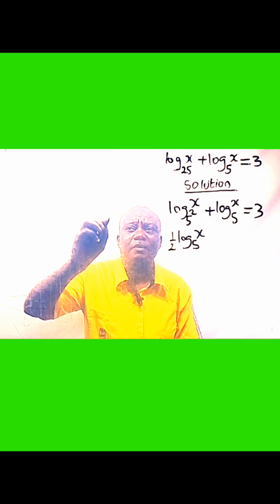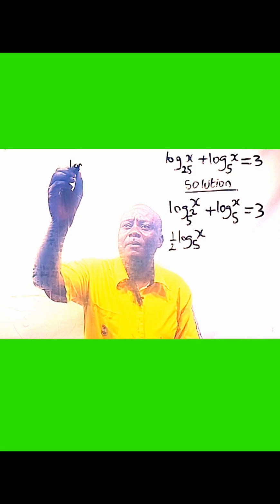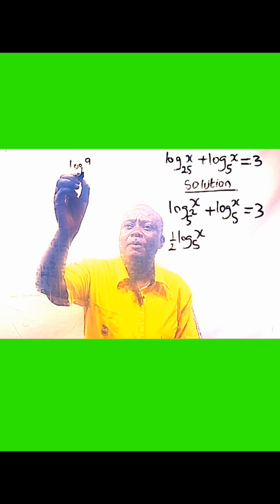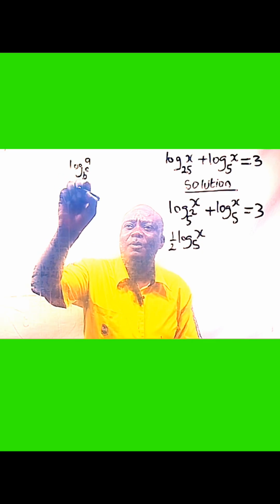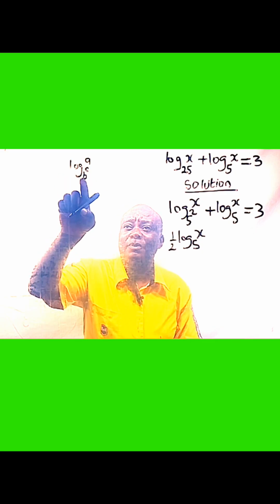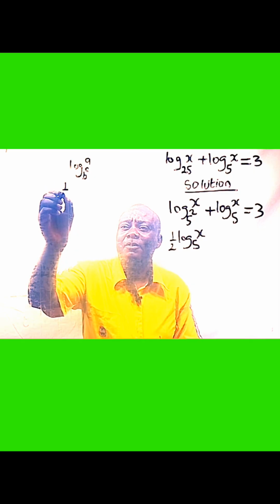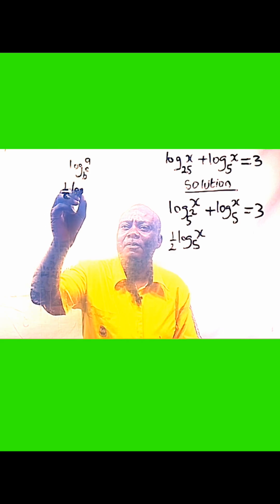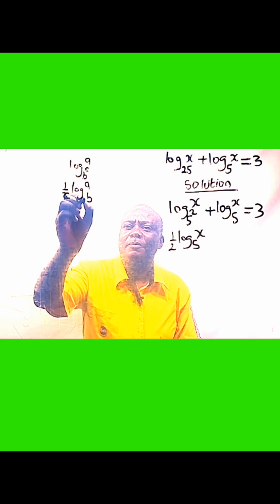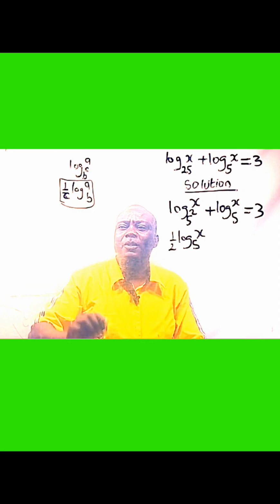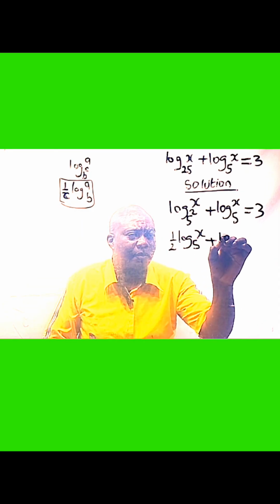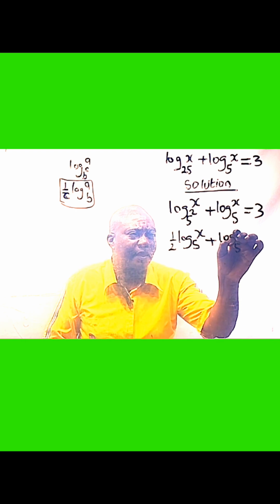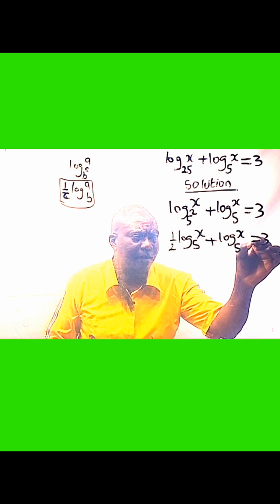This is the explanation. If you have log a to the power of the base b of c, so the power of the base is b, we will multiply by 1 over b the log of c to base a. This is the law that we just applied here, plus log of x to base 5 equals 3.